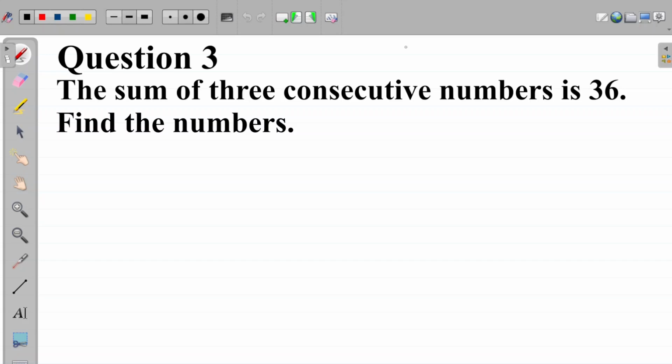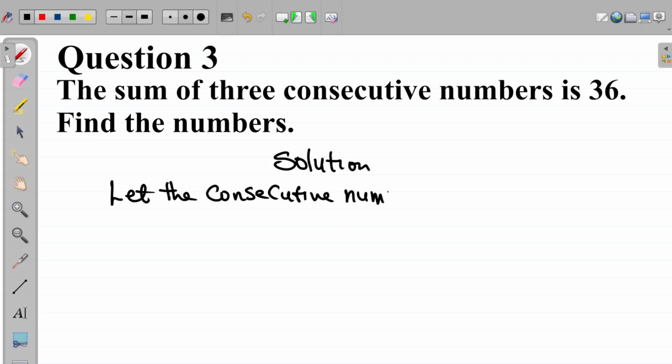Now, let us consider question number 3. The question states that the sum of 3 consecutive numbers is 36. Find the numbers. So let the numbers be x, x plus 1 and x plus 2, since they are consecutive numbers. So we have that the sum of these numbers is 36.